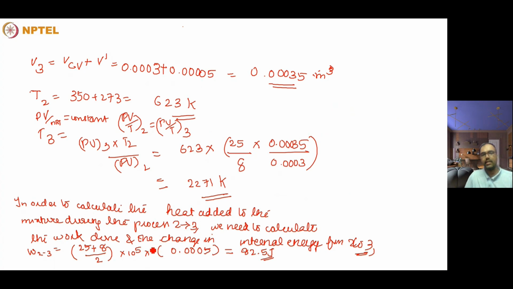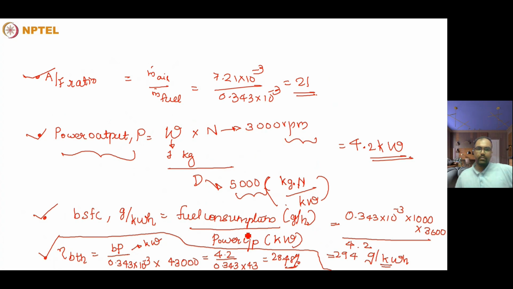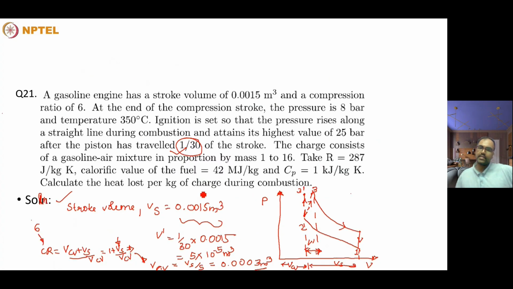So in this particular problem, we have to calculate the heat loss per kg of charge during combustion. For that, first of all, we need to calculate how much is the total input of heat during this process. This is not a constant volume nor a constant heat addition process. This is an in-between process, since it's been mentioned that the peak pressure is obtained at 1/30 of the stroke length.